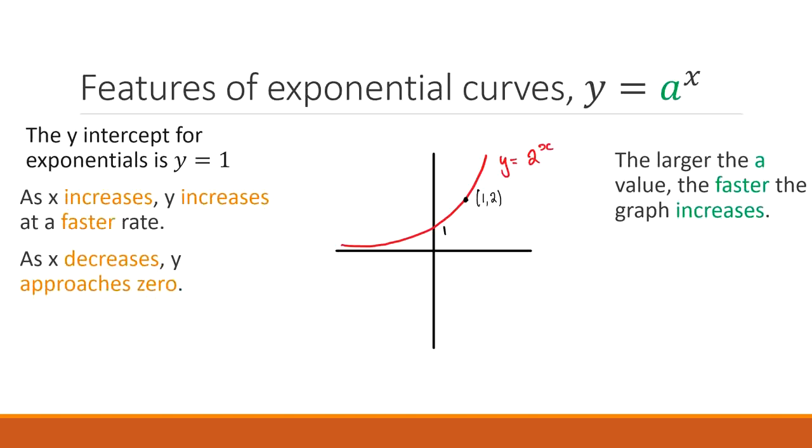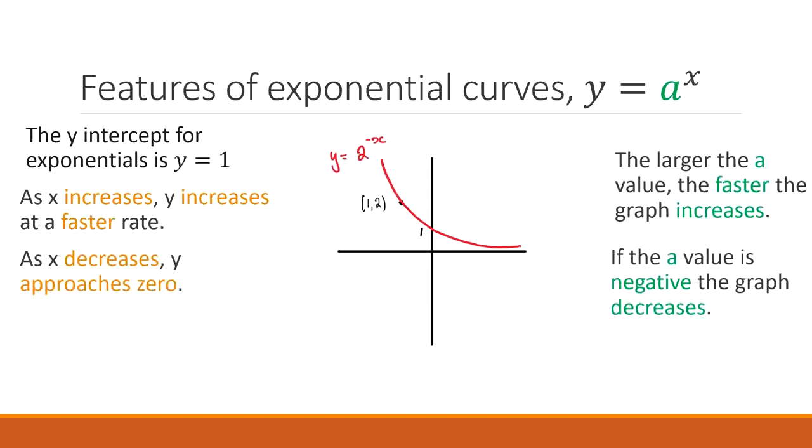They're not increasing at the same rate. The bigger x gets, the bigger y gets, and more quickly. As x decreases, y starts to approach 0, but never actually reaches it. It just approaches it. The larger the a value, the faster the graph increases. That's what we covered before with the blue and the red curves. Another thing to note is that if the exponent is negative, the graph decreases. On your screen we have 2 to the power of negative x, and this time it's decreasing. It's going from top left to bottom right.